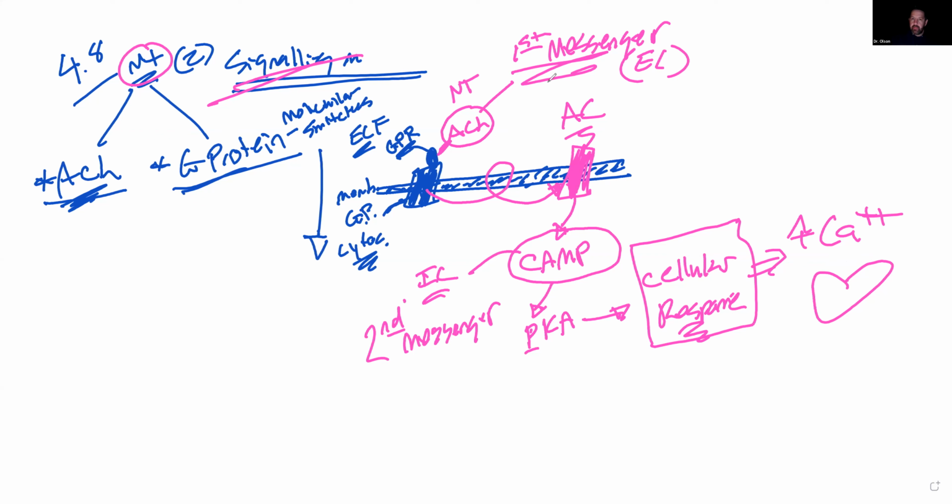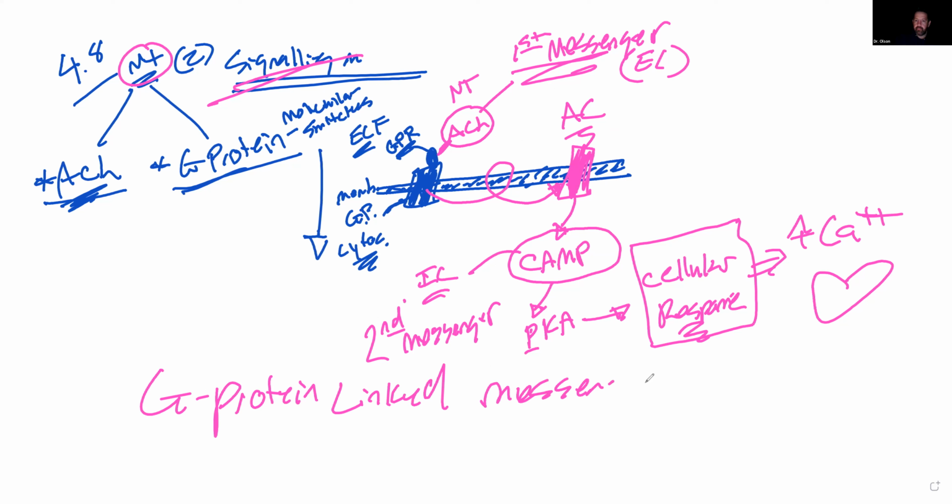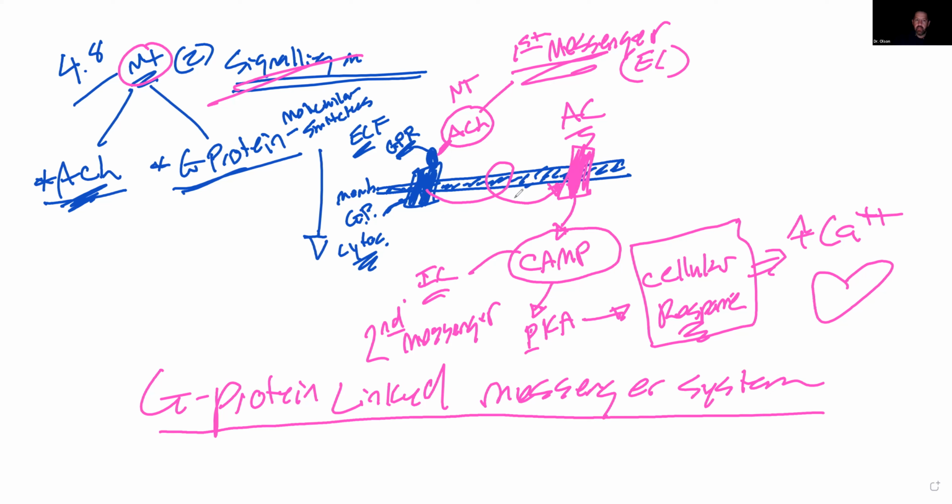And these two, the G protein and the messenger system, we actually have a name for that, and that is the G protein linked messenger system. So this is a G protein linked messenger system is what we refer to when we do this sort of signal transduction.